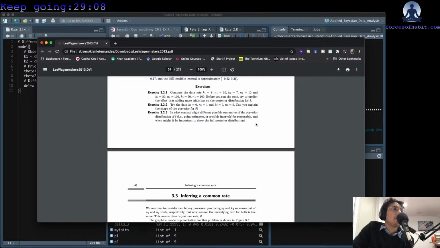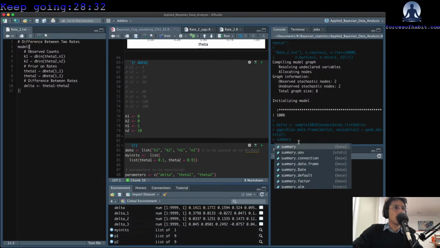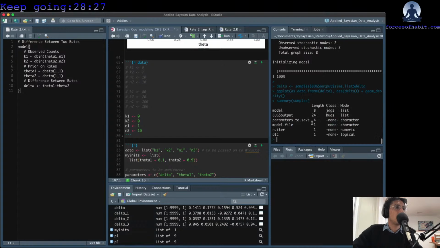So if we were just looking for the most likely difference, or if we were trying to infer that there was a difference between the two rates, a point estimate gives us that, right? In addition, we also want to know how likely it is, or the probability that there is no difference between the two. So in that case, we want a credible summary. So you can actually get that. I believe we did summary of the samples. No, that doesn't get it to us.